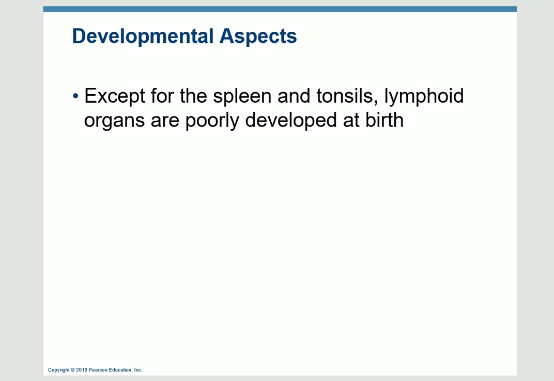Other than the spleen and tonsils, lymphoid organs are poorly developed at birth, so they grow over time. Not the thymus. The thymus is going to grow until you're 2, then it's going to stop growing and atrophies. So we're not talking about the thymus here, but other than the spleen and tonsils, the rest of your lymphoid organs are going to grow over time.